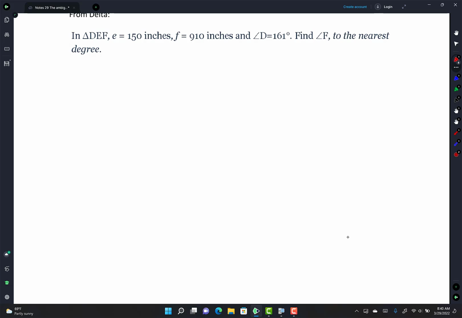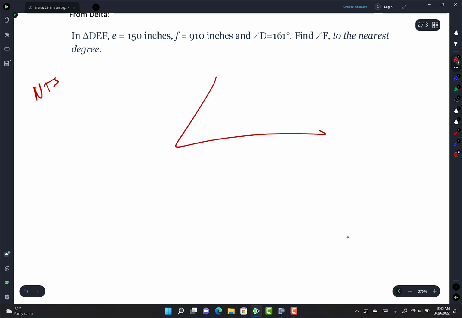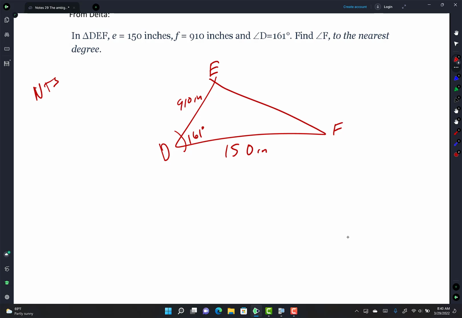And it says, in triangle DEF, little e is 150, little f is 910, and angle D is 161. So not to scale, and then just draw a triangle, DEF. So let's see. Angle D is 161. Little e is 150, so if here's angle E, this is little e, 150 inches. And little f is 910 inches. Find angle F to the nearest degree.